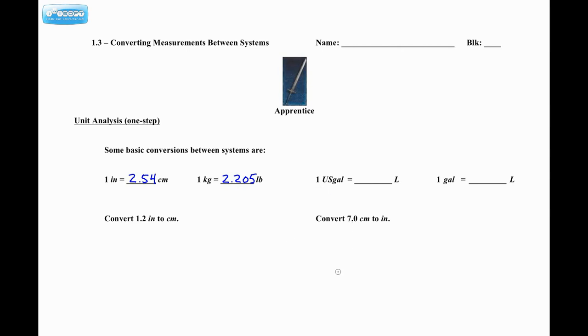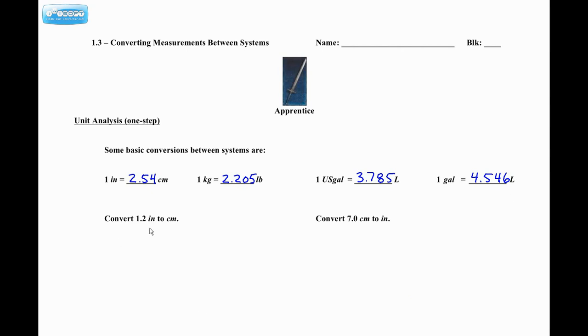And if we're talking about US gallons and we want to convert that to liters, that's about 3.785 liters. So a little less than 4 liters. However, if you have just a regular gallon, or as sometimes referred to as the imperial gallon, that is actually larger, and that is about 4.546 liters. So an imperial gallon is a little bit larger than an American gallon.